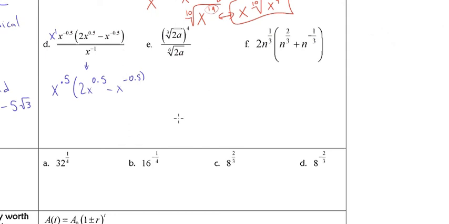And now we don't have to worry about our denominator anymore, and we can go ahead and just distribute. So x to the 0.5 times 2 times x to the 0.5 is 2x to the first power. And x to the 0.5 times x to the negative 0.5 gives us x to the 0 power, and anything to the 0 power is just 1. So this is 2x minus 1.